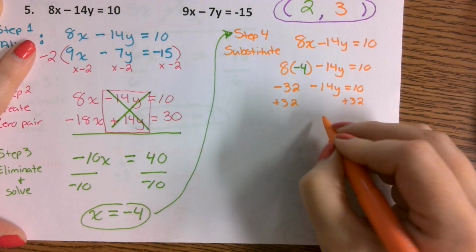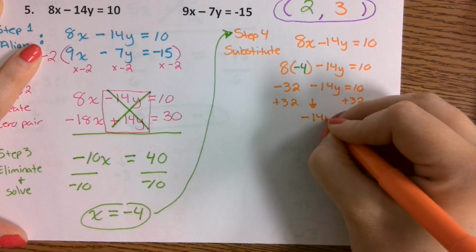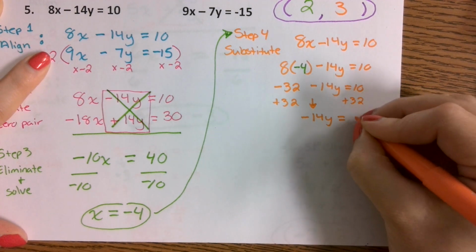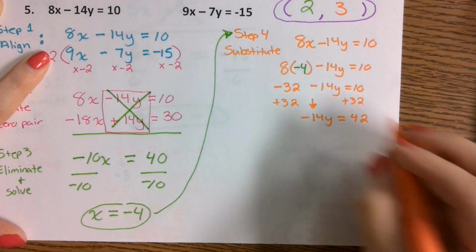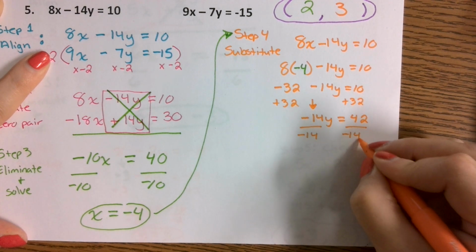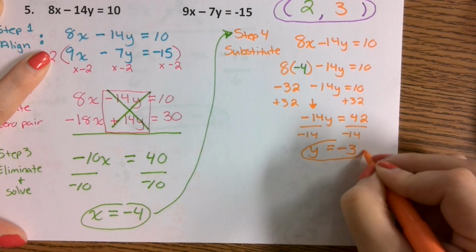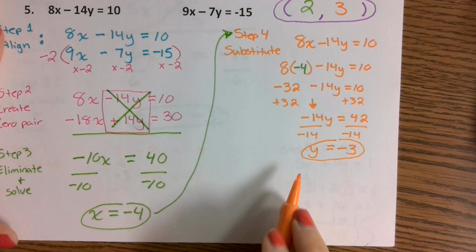That minus 14y must come down like a negative. So you have negative 14y is equal to positive 42. You will divide both sides by negative 14 and get that y is equal to negative 3. So we have a solution of negative 4 and negative 3.